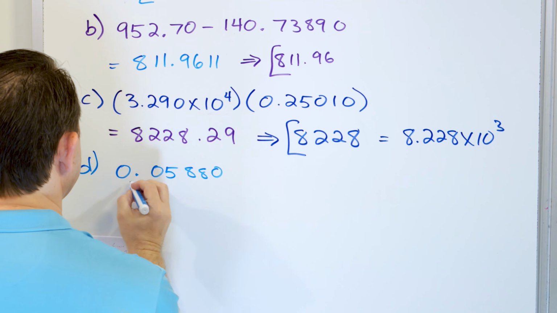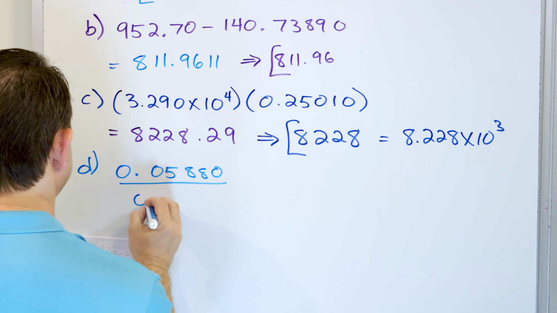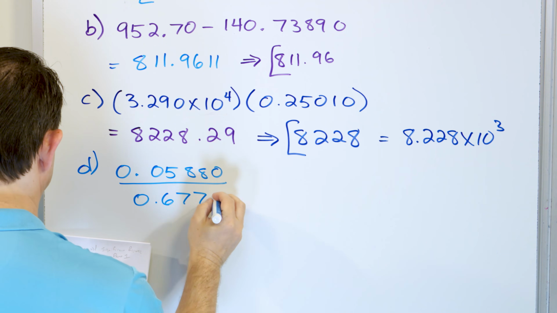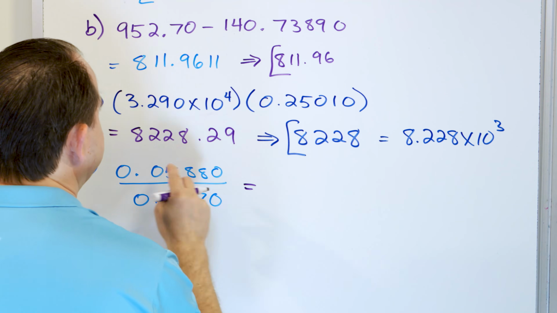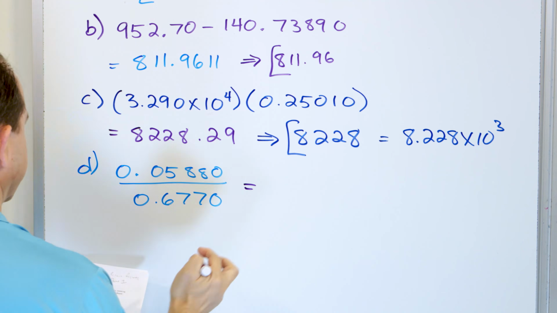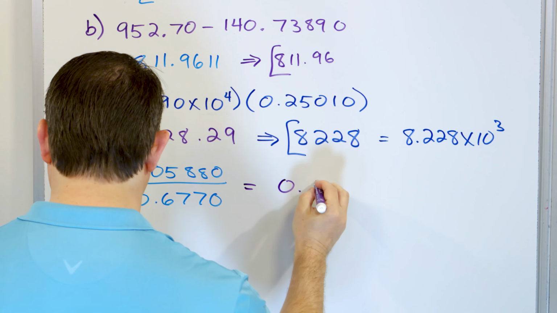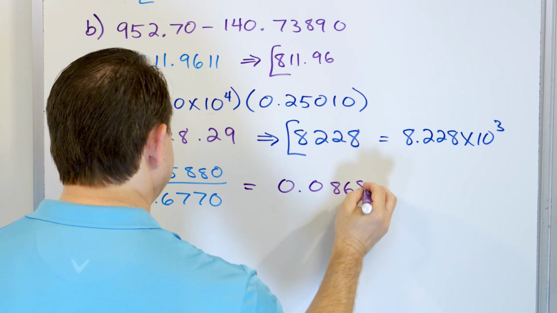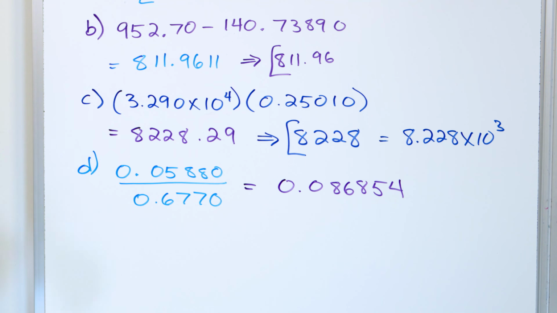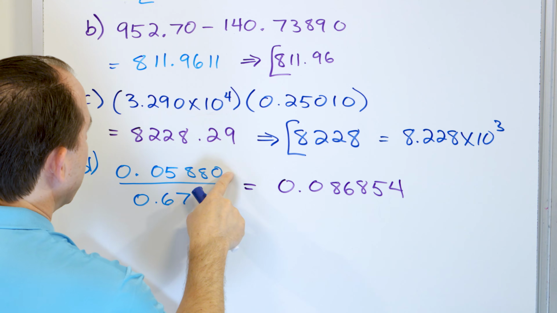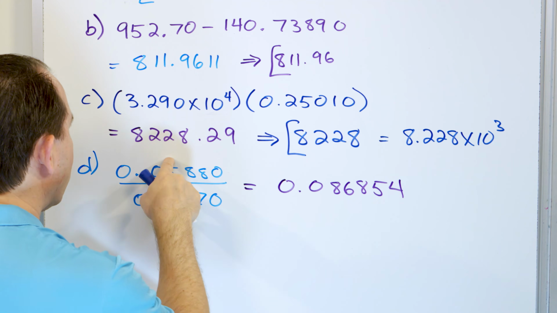Part D, let's take a look at 0.05880, and we're going to divide that by 0.6770. So first, if we actually take the top number and divide by the bottom number, we get, in a calculator, 0.08685 and 4. Now, how do we round it? In the top number, we have 1, 2, 3, 4 significant figures.